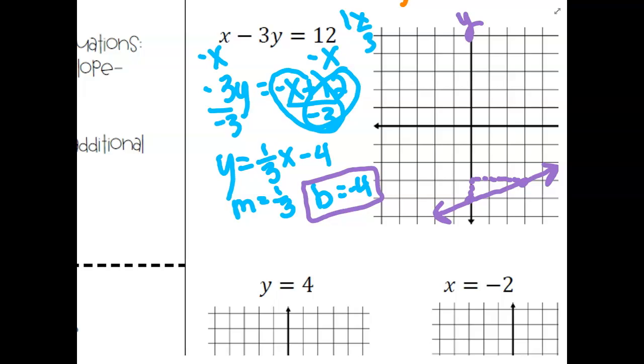Notice it slopes up. It's a positive sloping line. And, like I said, it's not really that steep, right? It's not a very steep line. Okay? That's how we graph lines.